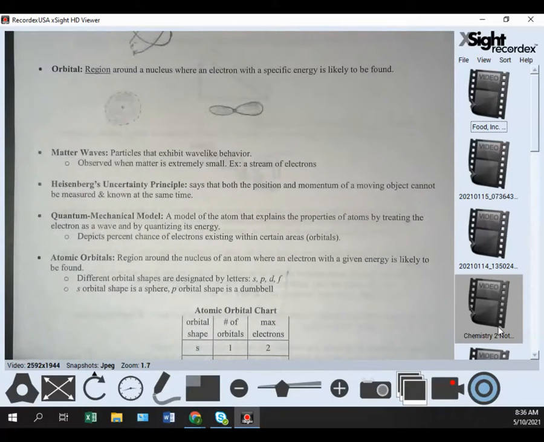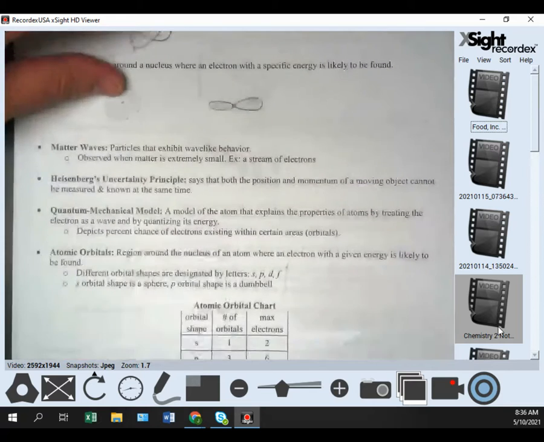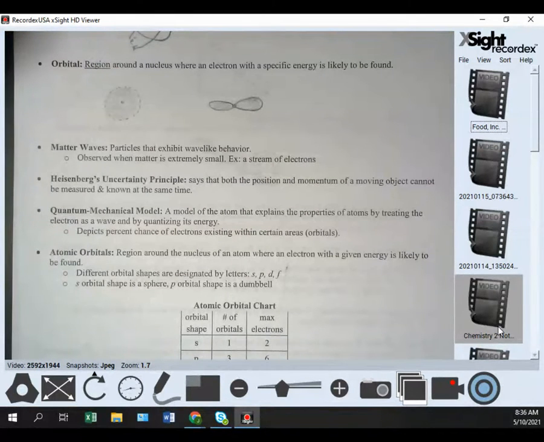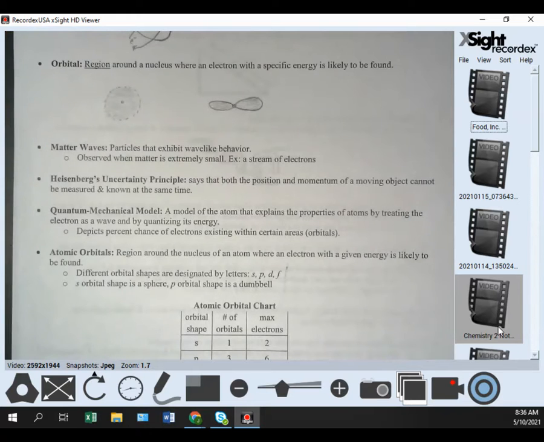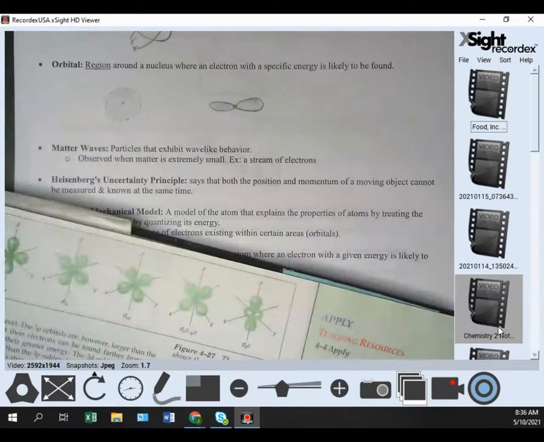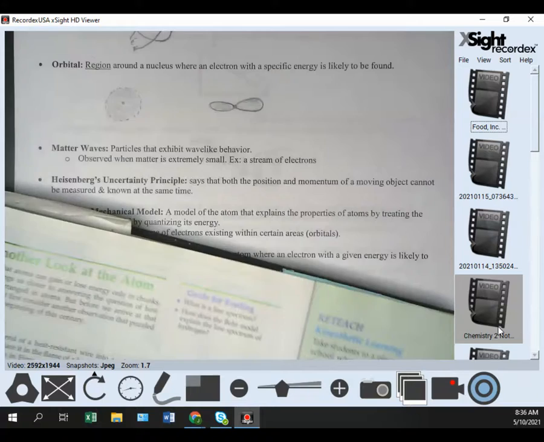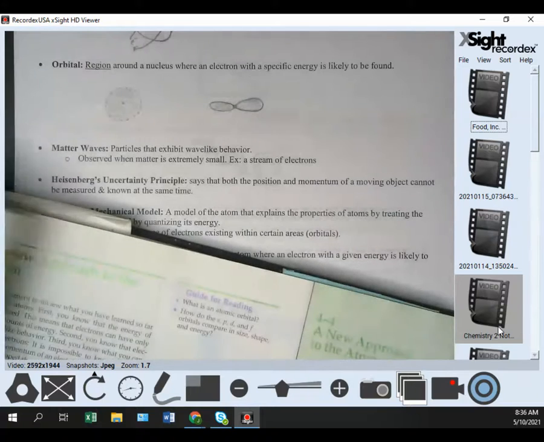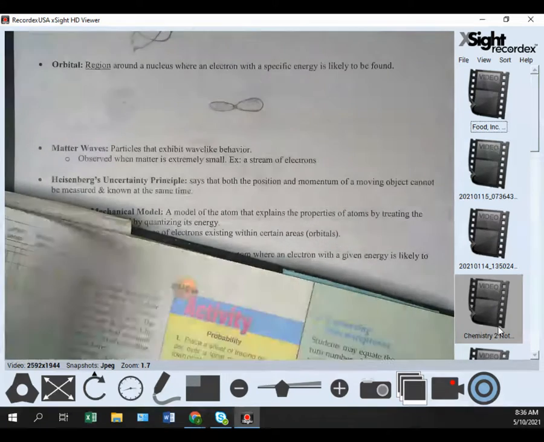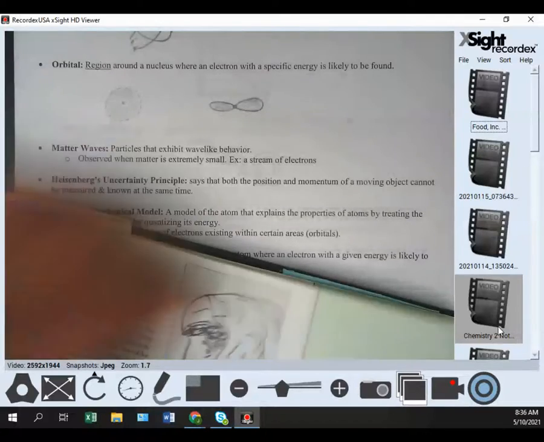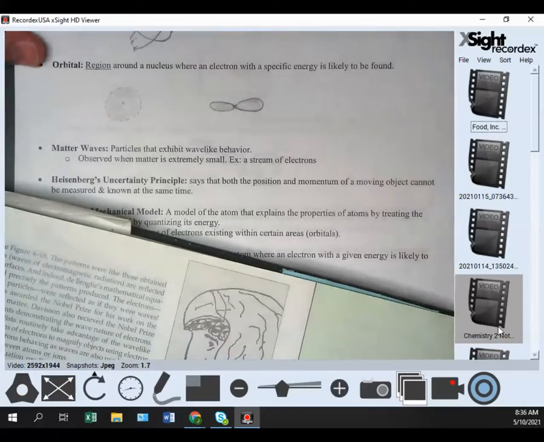All right. So, the quantum mechanical model of an atom. What we found out as we're trying to figure out where electrons are in atoms, okay? We have the original idea of an atom, which is just a solid ball, like a marble. That was when they didn't know anything. They didn't know about protons, neutrons, electrons, any of that stuff.